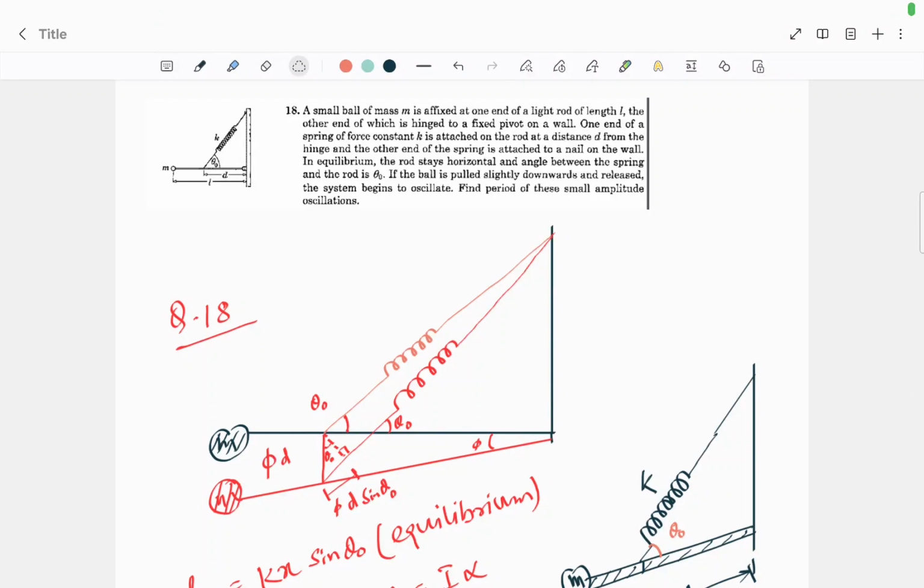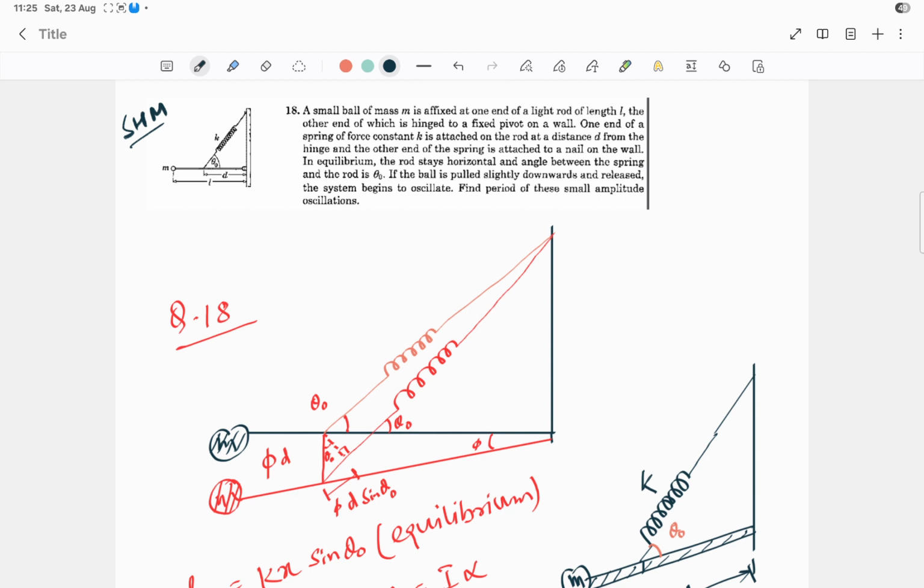So, starting with this problem from SHM Pathfinder. The problem is given as: a small bar of mass m is affixed at one end of a light rod of length L, the other end of which is hinged to a fixed pivot on a wall.